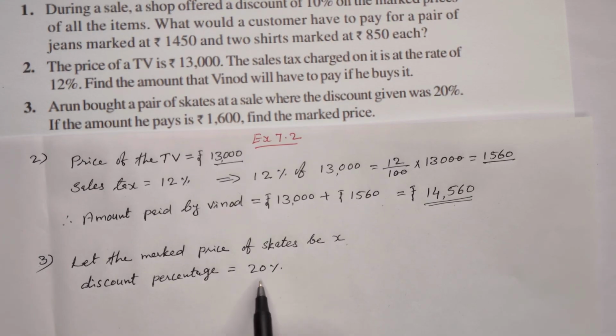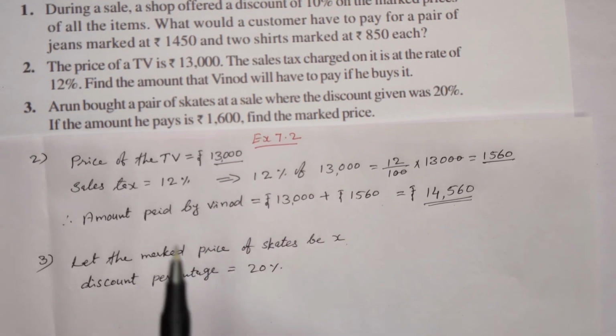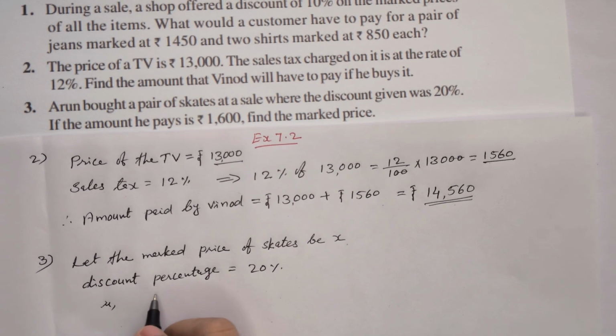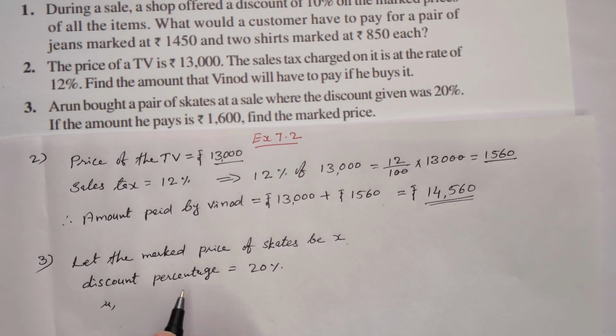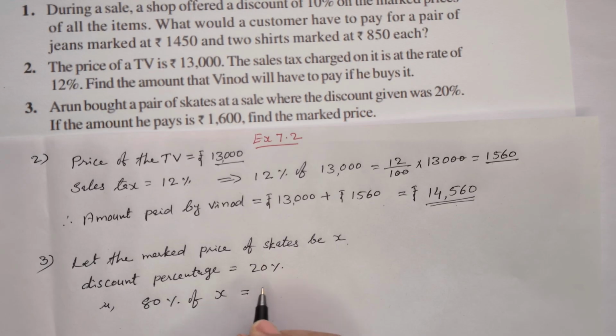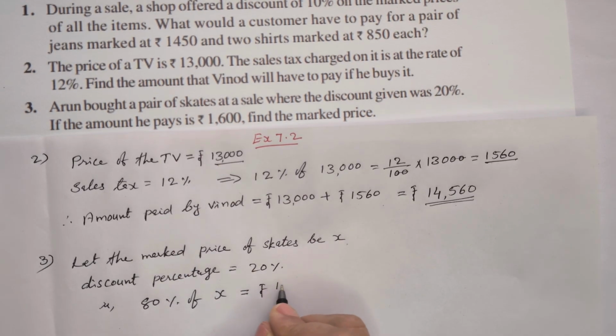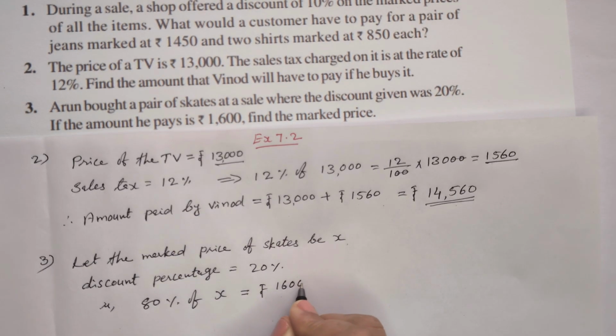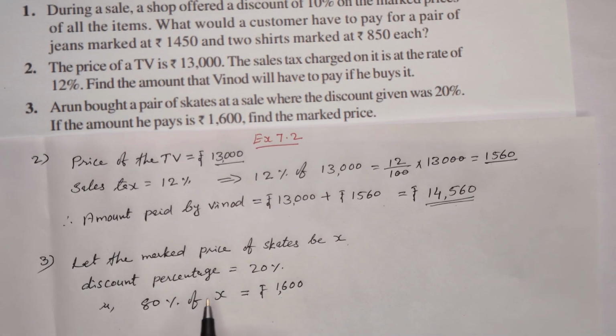After 20% discount, that means 80% of that marked price is equal to 1600. That is, 20% discount means 100 minus 20, 80. 80% of the marked price, that is X, is equal to rupees 1600. With the 20% discount, he paid the remaining 80%. That 80% of the marked price is equal to rupees 1600.